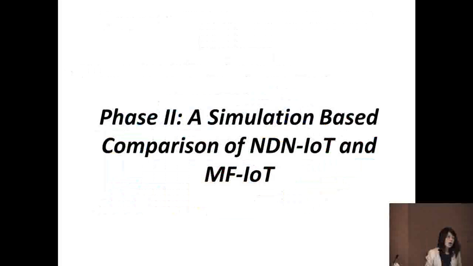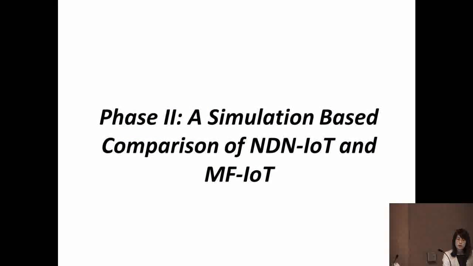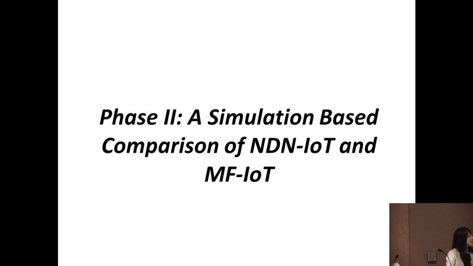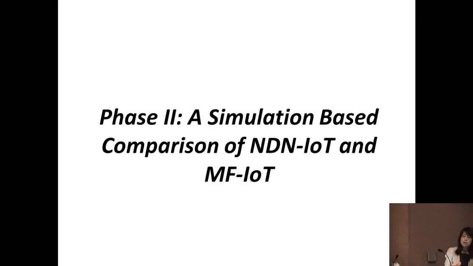So after we look at the architecture design, I'm going to walk you through a simulation study that we conducted. And through this simulation study, you will see more clearly how this ICN-based IoT can be implemented. Here we are going to look at two specific examples. One is NDN. What happens if we use NDN to support IoT? And what happens if we use MF to support IoT? And we did compare these two using some performance metrics.